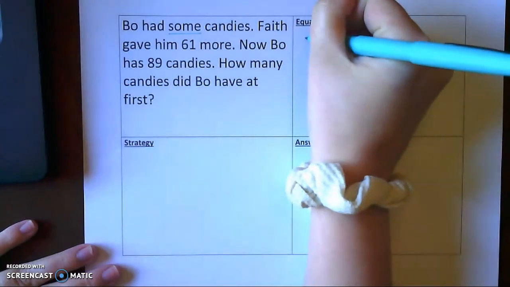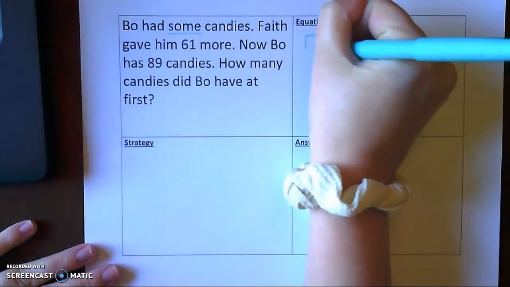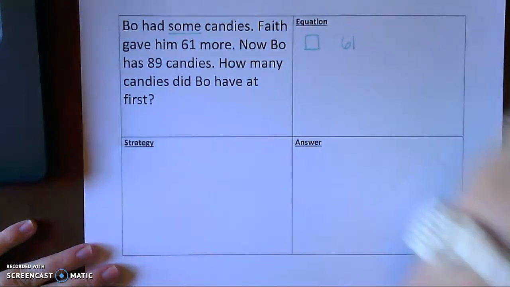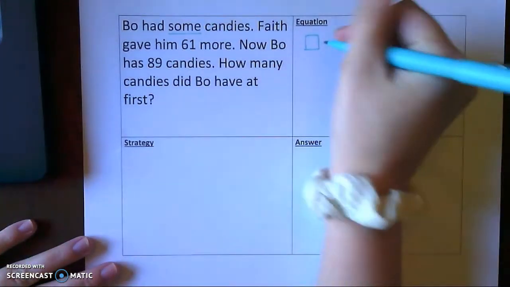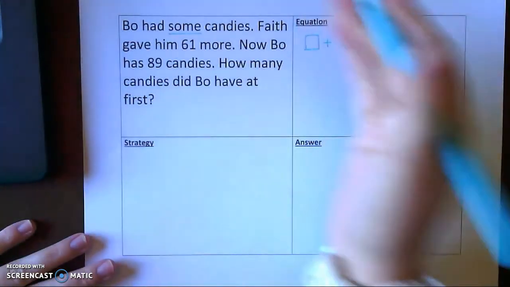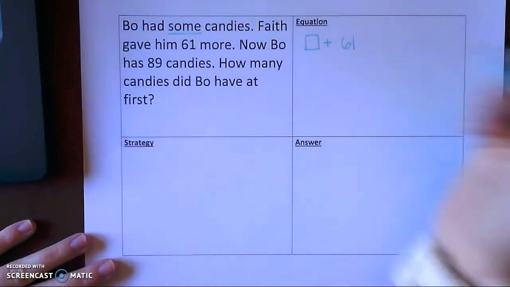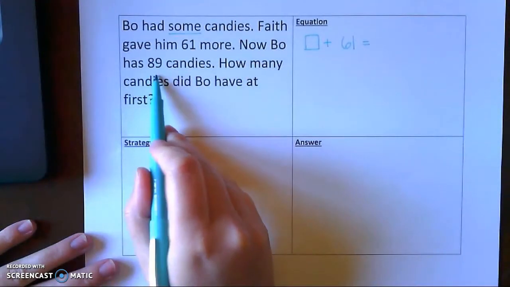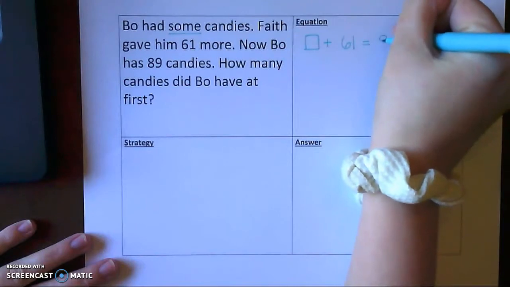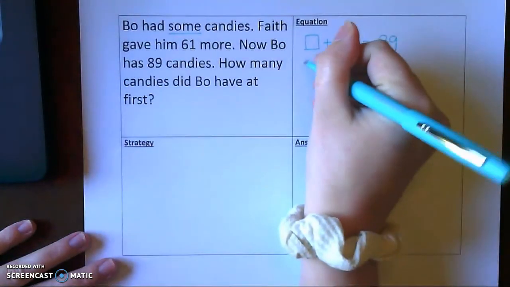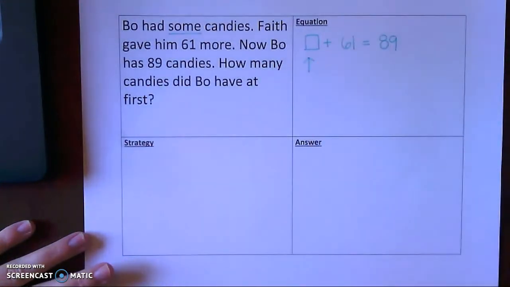We know that Bo starts off with some, and Faith is giving him 61 more candies in the middle. That typically means we are going to be adding for our equation. We have some, we add 61 more. At the end, it says Bo has 89 candies. But this word problem is asking us how many candies Bo had at first, or at the start.